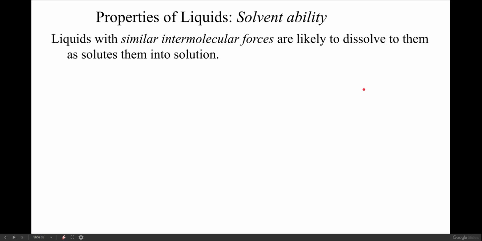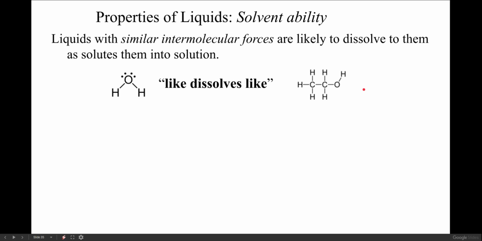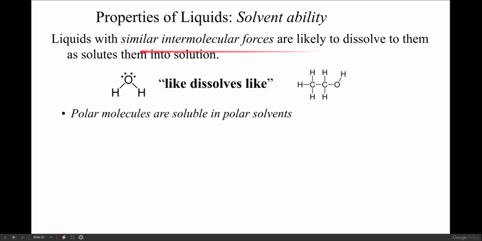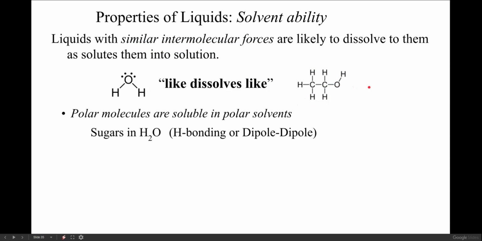Now, probably a really important one is solubility, and this is just how well do they mix. So again, we had this in the last chapter. I mentioned like dissolves like. So polar molecules are soluble in polar solvents. So here's water, here's ethanol. Because they can both form hydrogen bonds, if they have similar intermolecular forces, they're likely to dissolve.